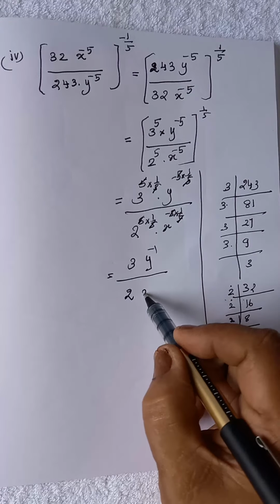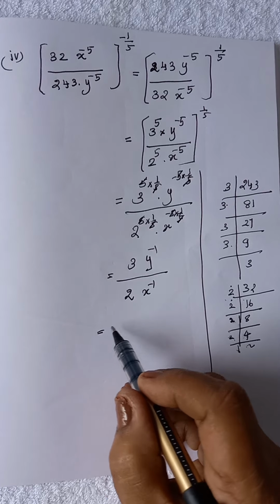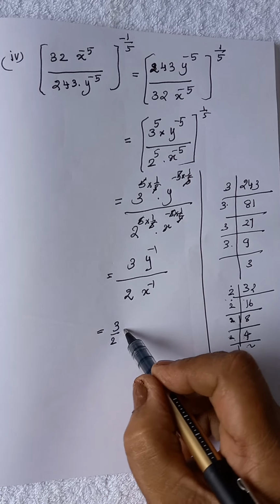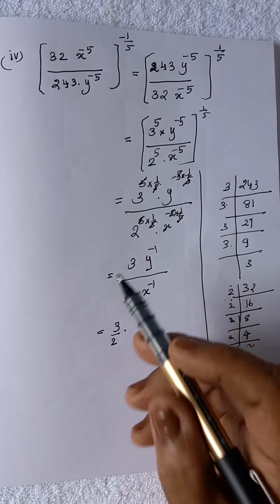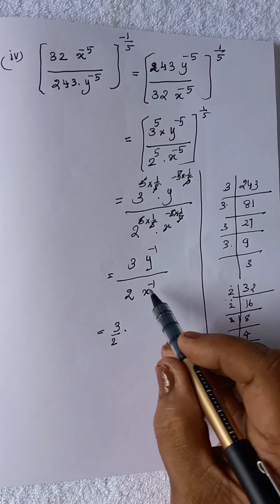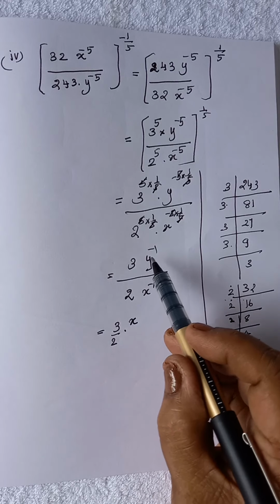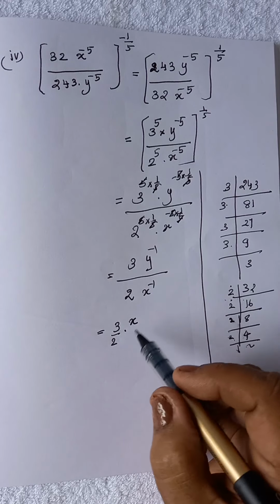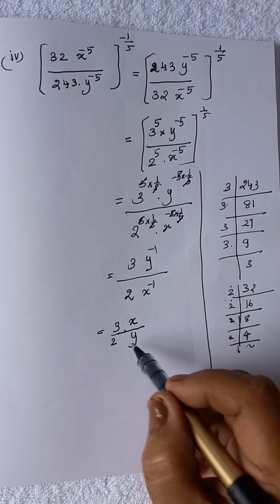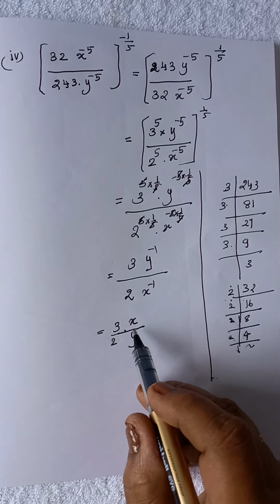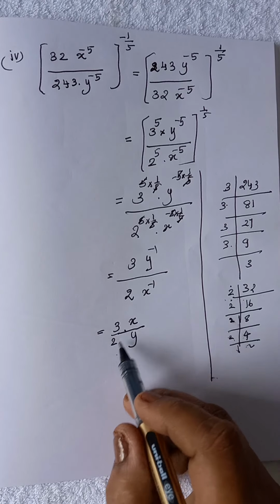Then x raised to minus 1, that is 3 by 2 into, now this minus sign we have to remove. So for that, this x raised to minus 1 can be taken to the numerator. So this is x. Y raised to minus 1 can be taken to the denominator. So that is y. So that is 3 by 2 x by y. That is 3x by 2y.